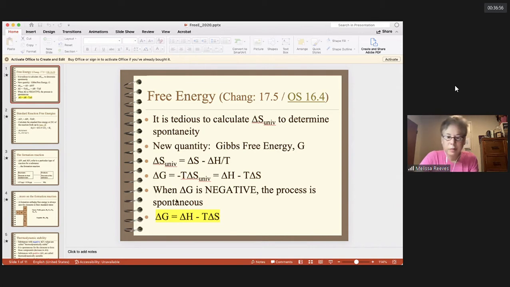So this bottom yellow equation is sort of the take-home message on this slide. Delta G is delta H minus T delta S, and if delta G is negative, the process is spontaneous.